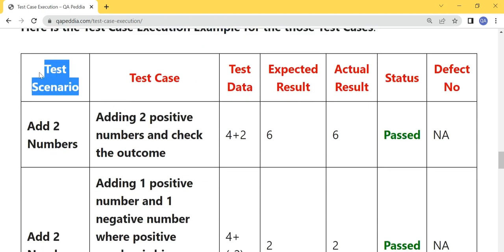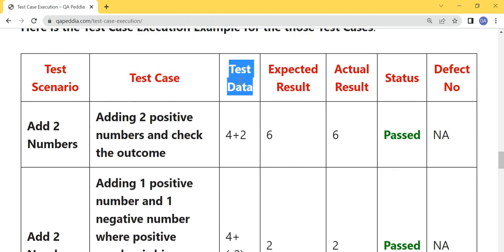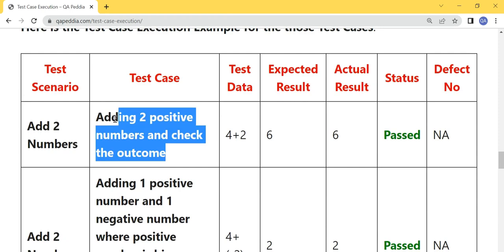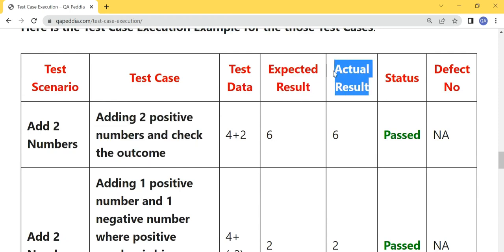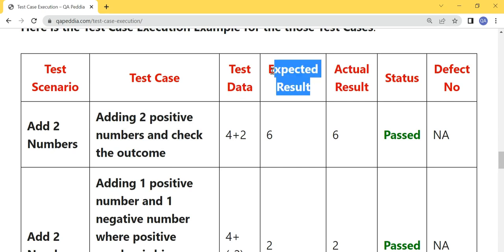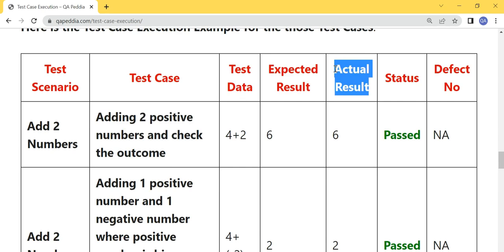In one column, test scenario and test case and test data that we are going to use for executing the test case. Expected result, then actual result. Expected result is something that we are expecting for that particular test case execution. Actual result, which will actually come after the execution. Status will be the test execution status, and then defect number will, if the test case is failed, then there will be a defect number associated with that particular test case.